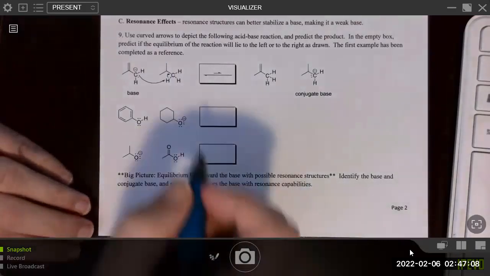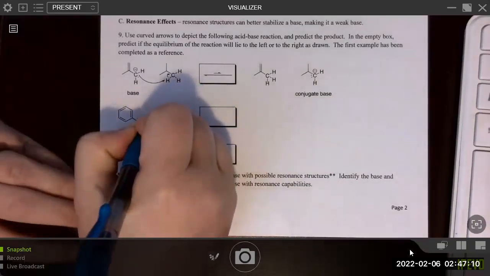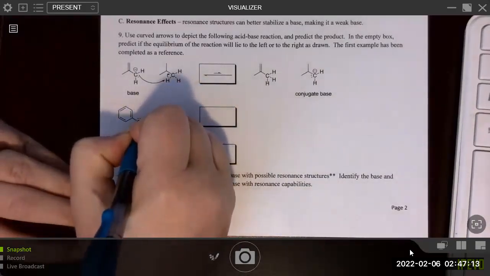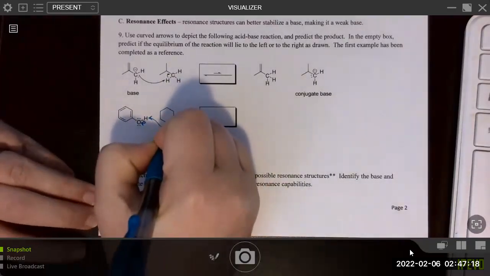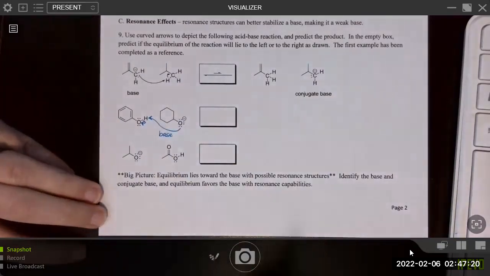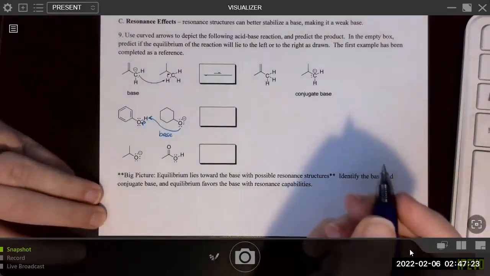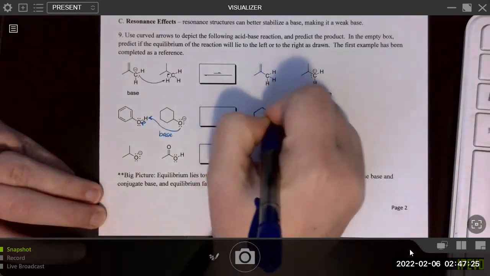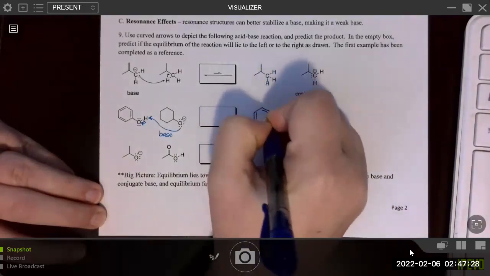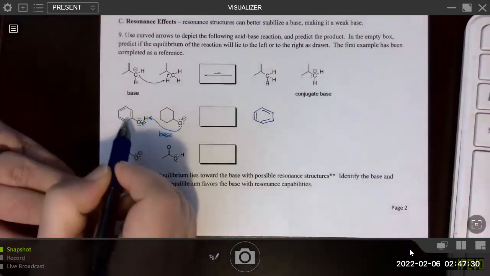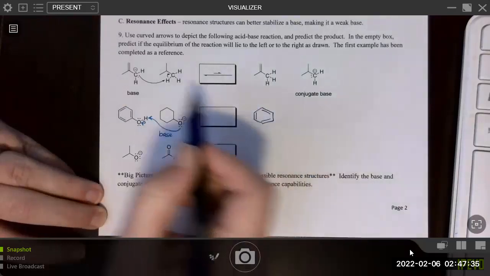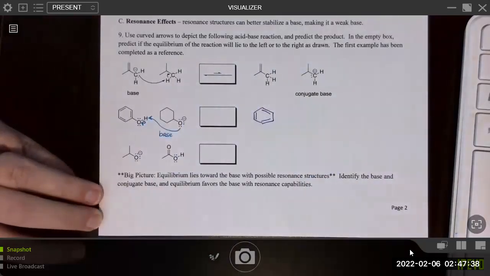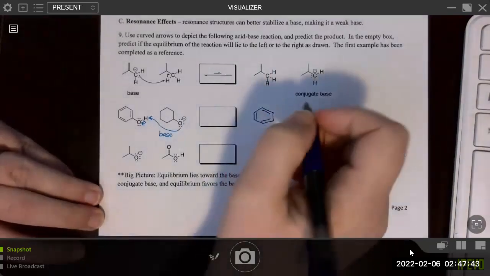Let's go ahead and practice over here. So we have the base taking the proton of the acid. So we can draw in those curved arrows and label the base. And then we'll come over here and we will draw in what we formed. Notice I drew the pi bonds in the ring differently, but remember that those are just resonance structures. You know that the true structure is the hybrid between those, so it doesn't matter which way I've drawn them.